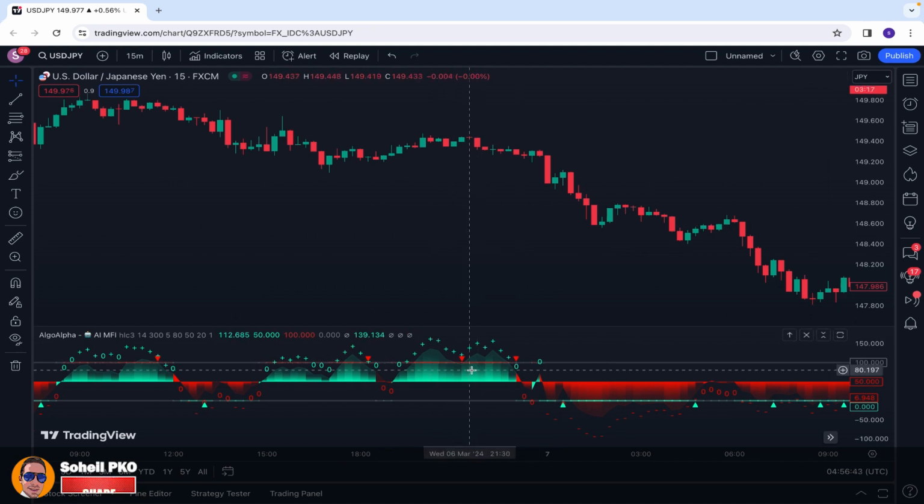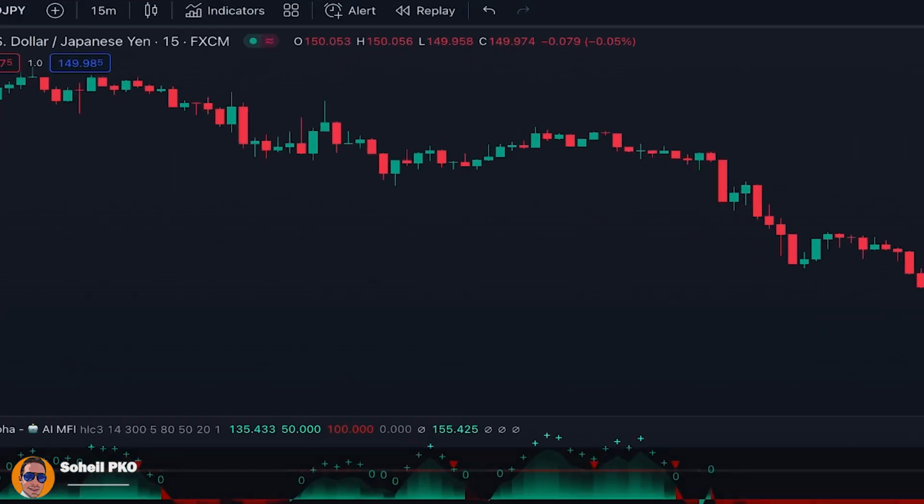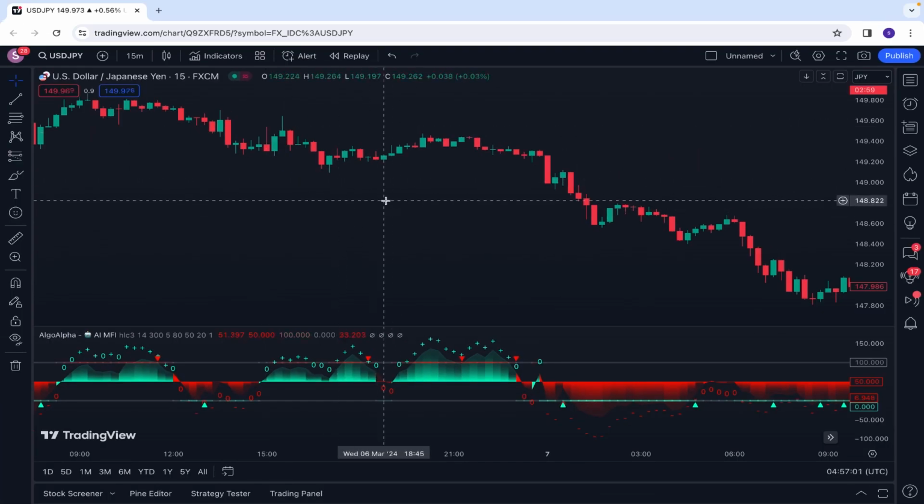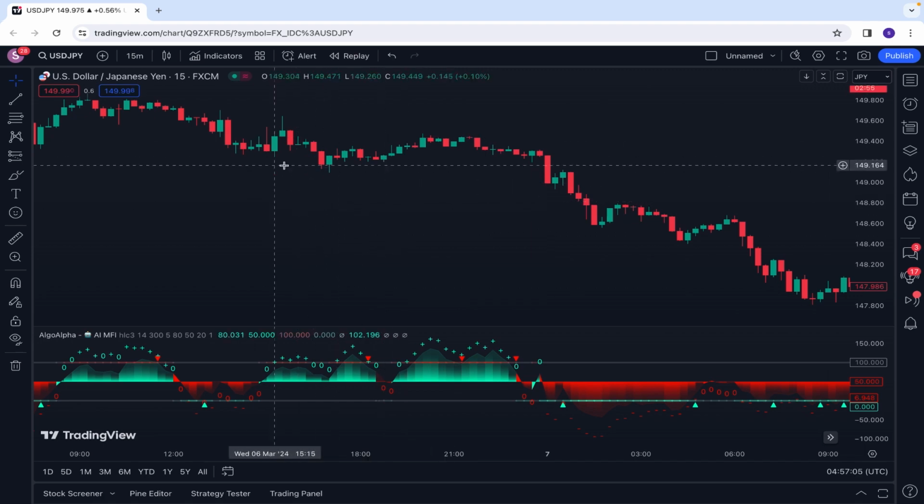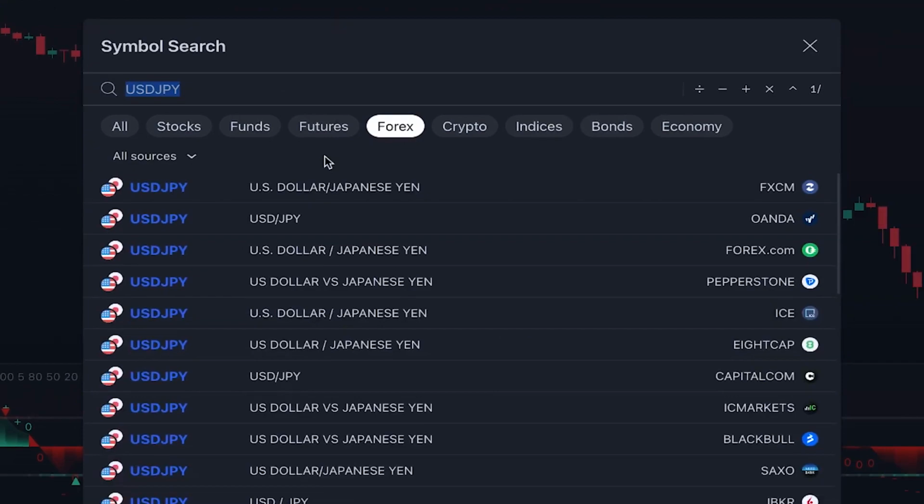This trading strategy is suitable for time frames from 1 minute up to 15 minutes, and right now we are on the 15 minutes time frame. This is the price chart of US dollar to Japanese yen, but there is no limitation on this, and you can use this trading strategy on any other asset or market.